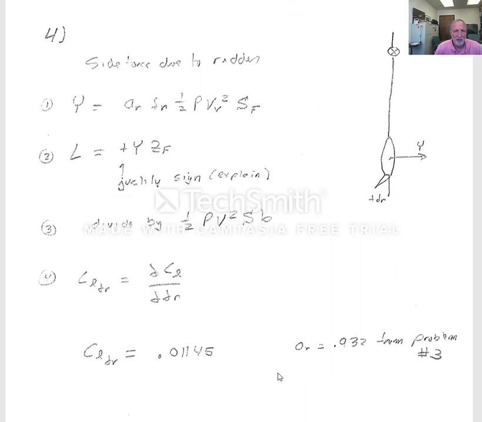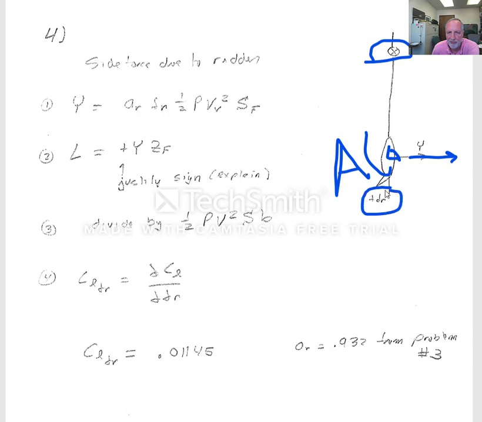Alright, problem 4 is the derivation. You're going to calculate the side force due to the rudder. Here's the CG. Here's the AC of the fin. We just calculated that. That's this point right here. Not a great circle, but that's the way it goes. So then the side force is going to be generated sideways this way due to the rudder deflection.